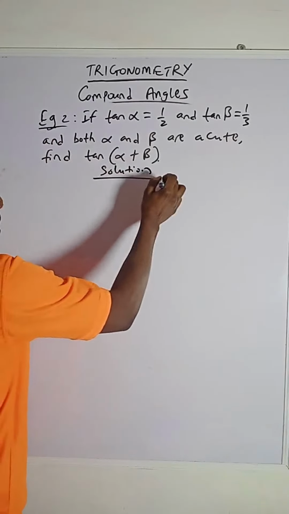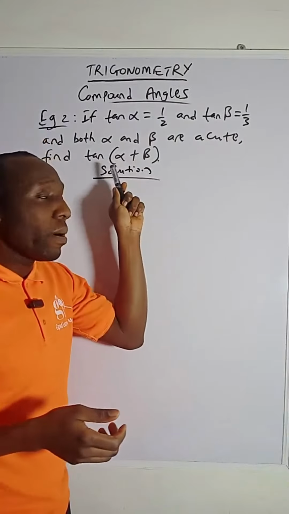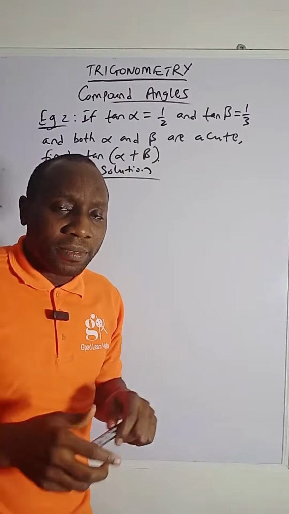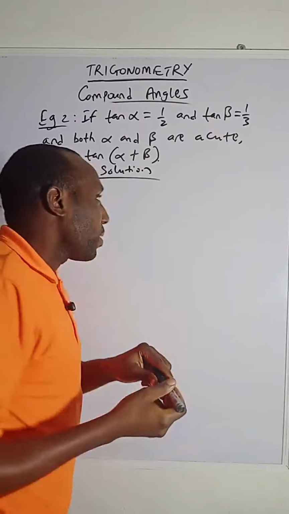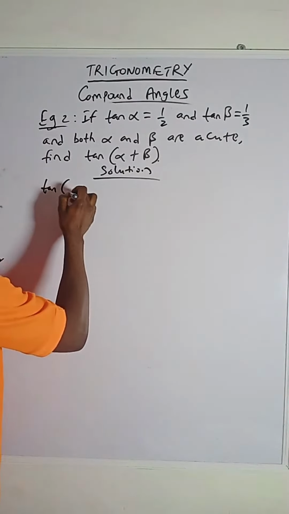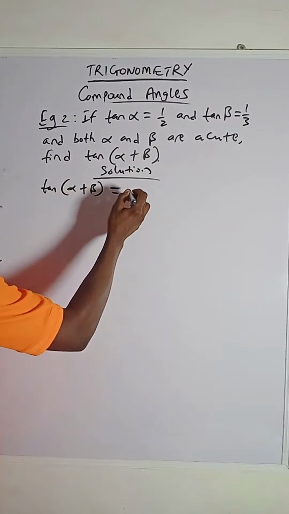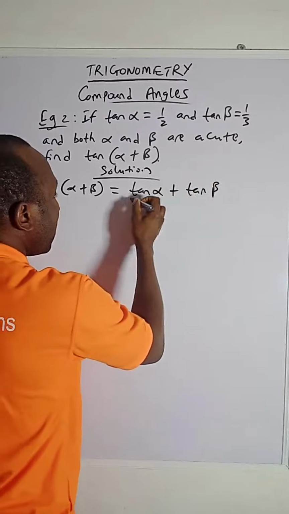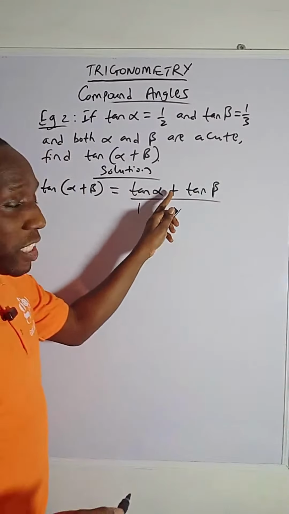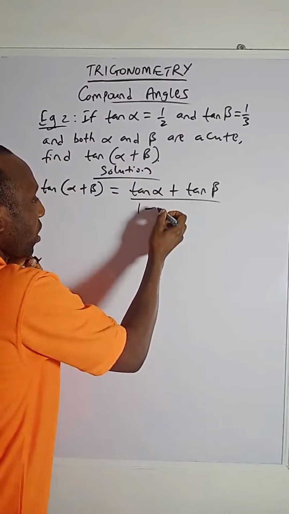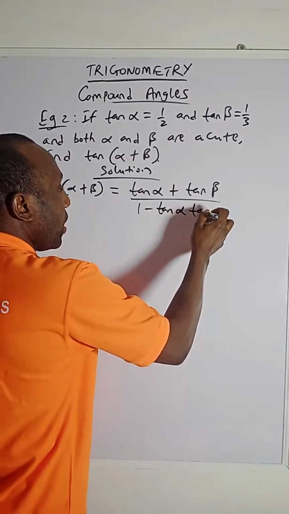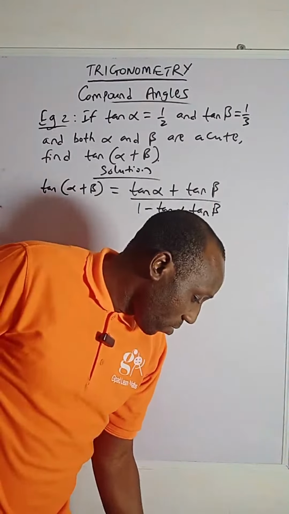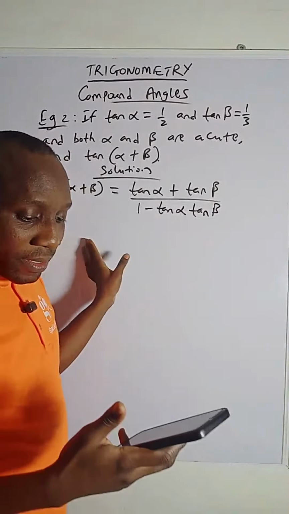So let's do this. It's still going to be the same example we used, but in this case, this is alpha plus beta. Let's use the formula again. Using the formula, tan(alpha + beta) is equal to what? tan alpha plus tan beta, divided by 1, change plus now to minus in the denominator, so you have minus tan alpha tan beta. With this formula, you can do wonders with questions like this.